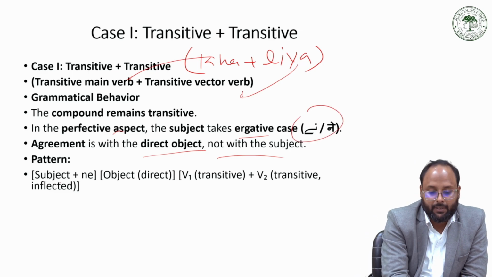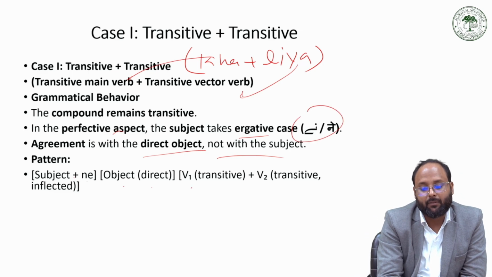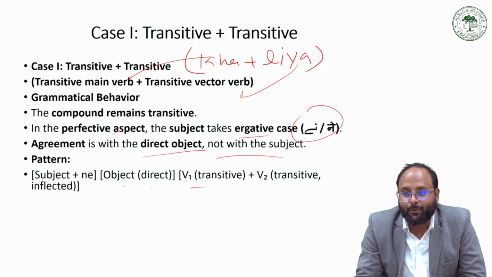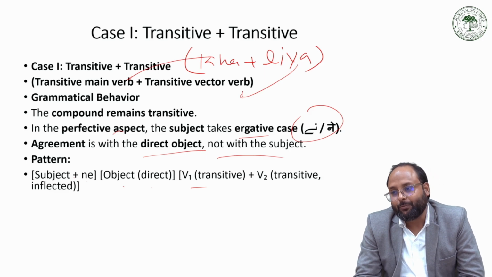So that is the structure: subject plus ne, object plus ko. We are saying Ahmad ने पराठे को खा लिया. Normally we do not speak in this way, but if I am putting the oblique marker on the object, then in this case the liya will not agree with either subject or object.